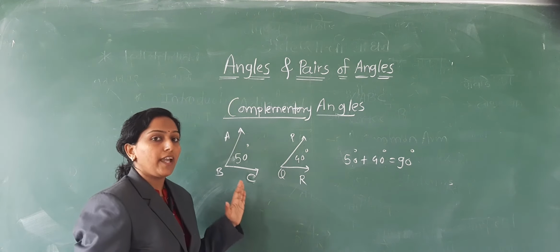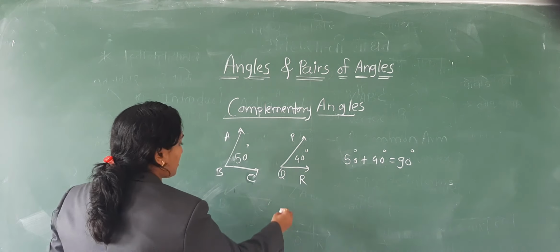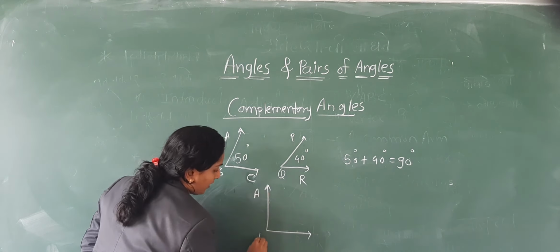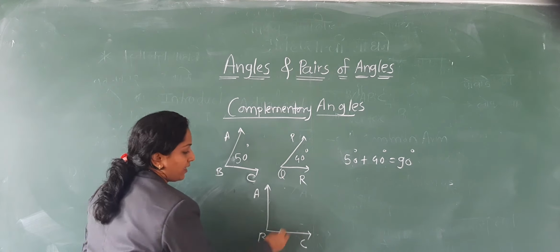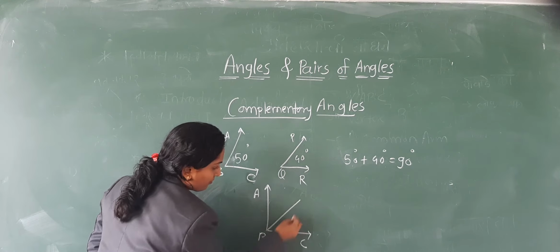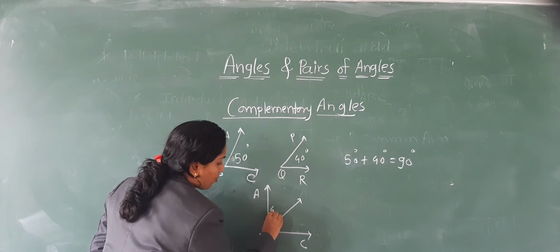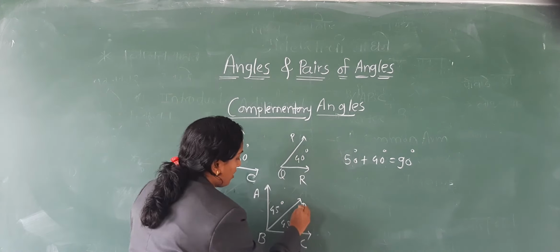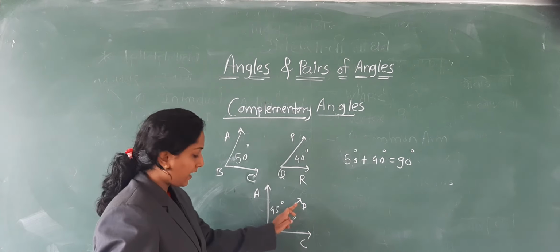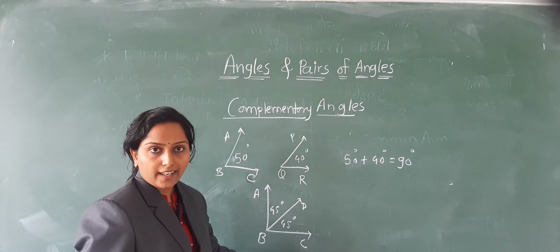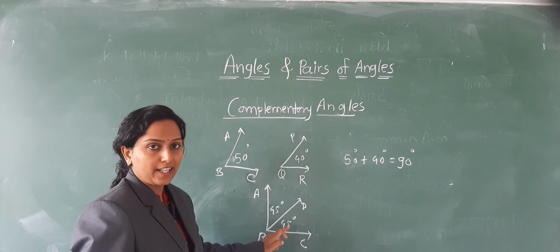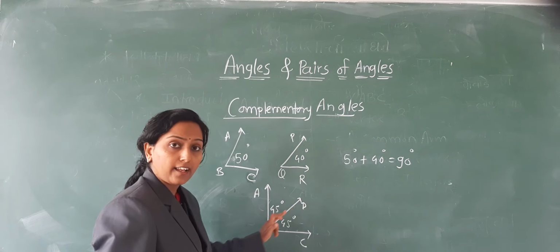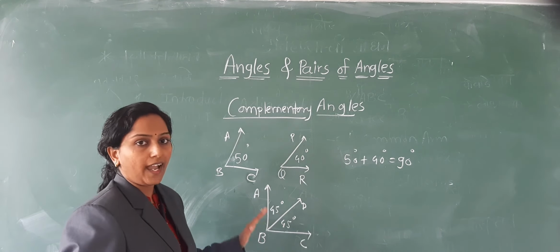Complementary angles may be adjacent. For example, suppose there is one angle ABC. If I draw one more angle here, suppose it is of 45 degrees and the other is also of 45 degrees. So angle ABD and angle DBC are complementary angles because their sum is 90 degrees. 45 plus 45 is 90 degrees. Therefore, angle ABD and angle DBC are complementary angles.